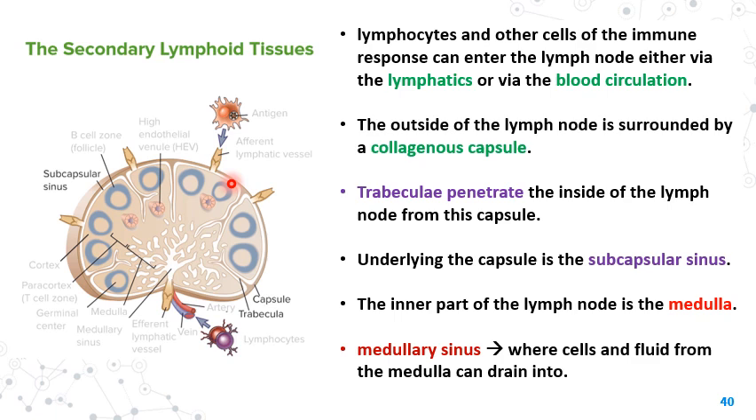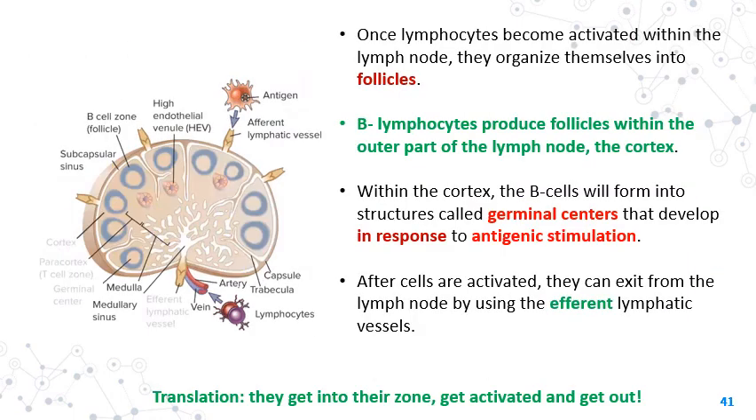Now, under the capsule, like right there, you're going to have a space. That little space under the capsule is what you call the subcapsular sinus. Sinus for space, okay? So let me see here. The inner part of the lymph node is what you call the medulla, okay? And the medulla has those spaces that you call medullary sinus. Okay.